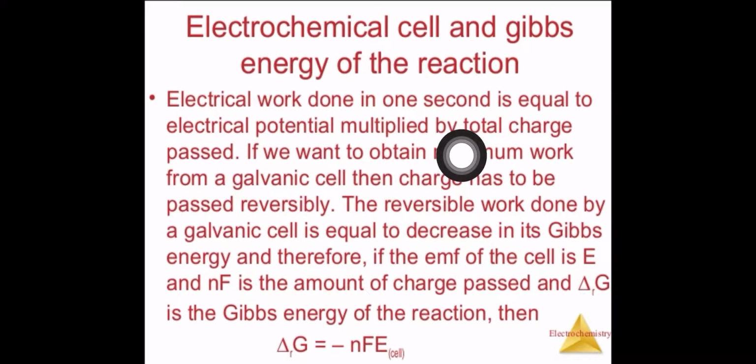So it totals to nFE, but here we see that it is reversible. Okay, we have to apply reversible work done. So if it is reversible, then it will be equal to the minus Gibbs energy, that is the decrease in the Gibbs free energy. That's why we write delta rG is equal to minus nFE cell.